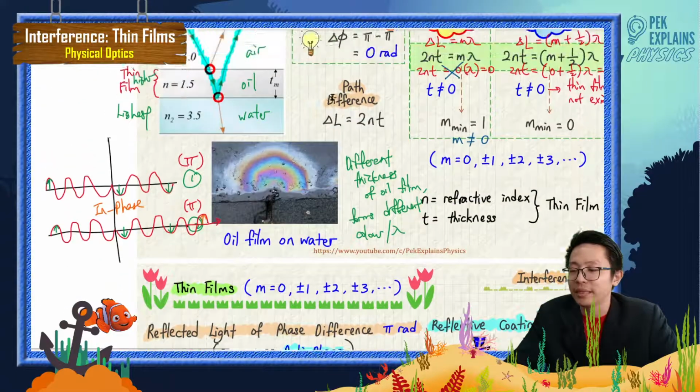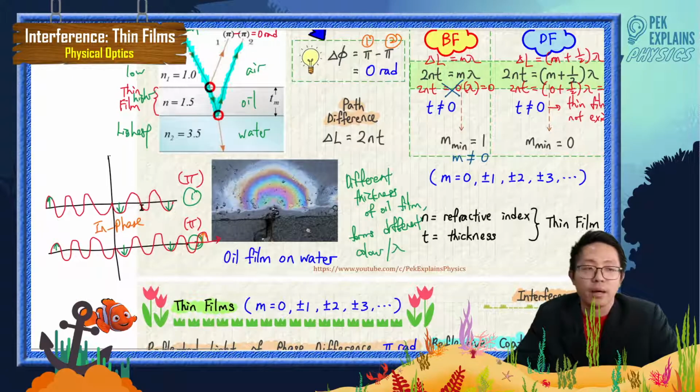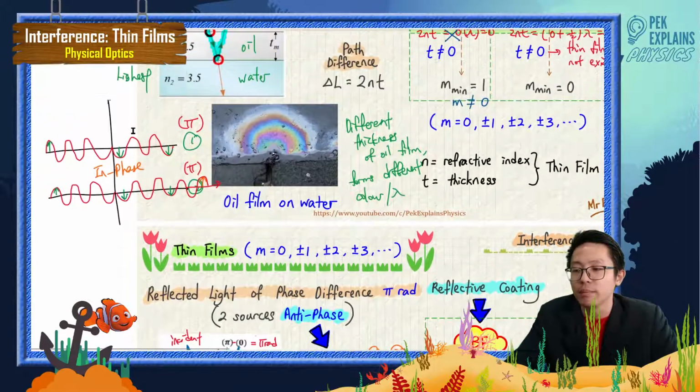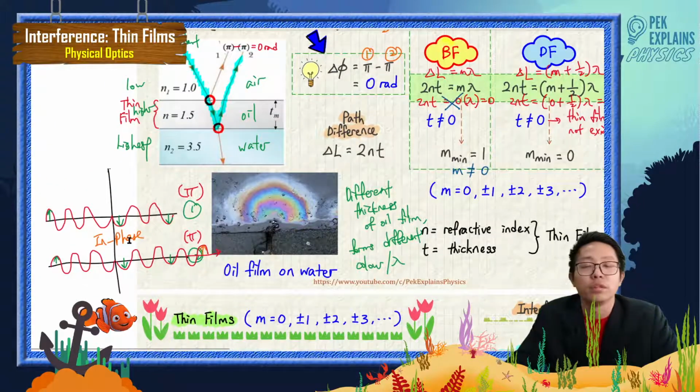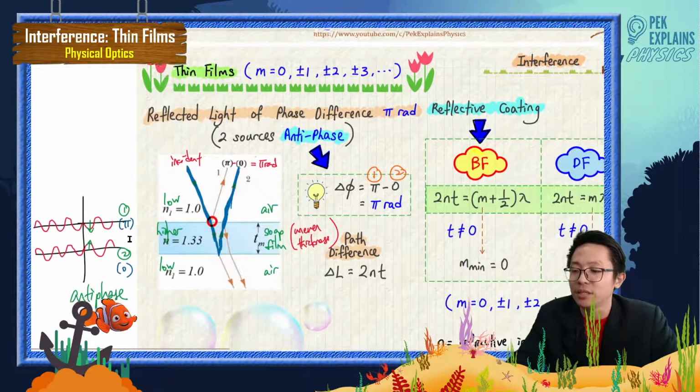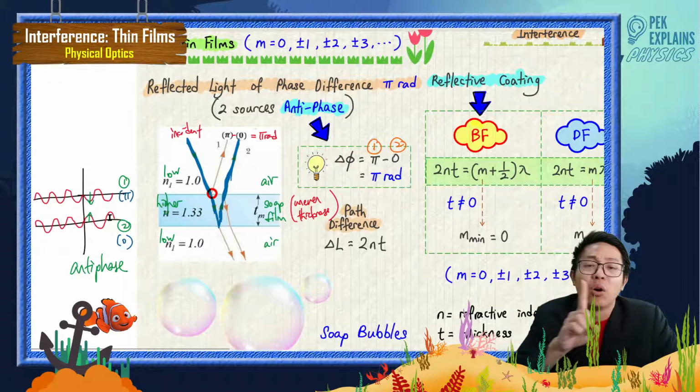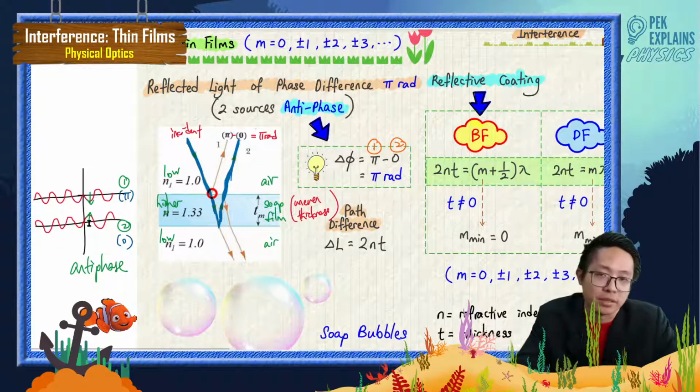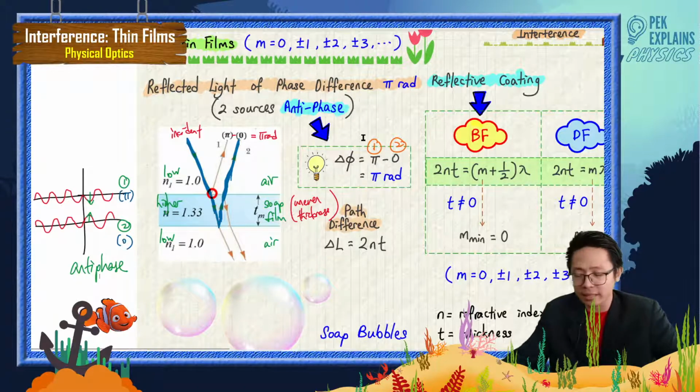Understand or not? Unlike last time, both waves encounter one phase change. Wave 1 got a phase change. Wave 2 also got a phase change. So both invert, and they end up in phase. But in this case, only one of the waves got a phase change. The other has no phase change. So they become anti-phase. Okay? That is it.